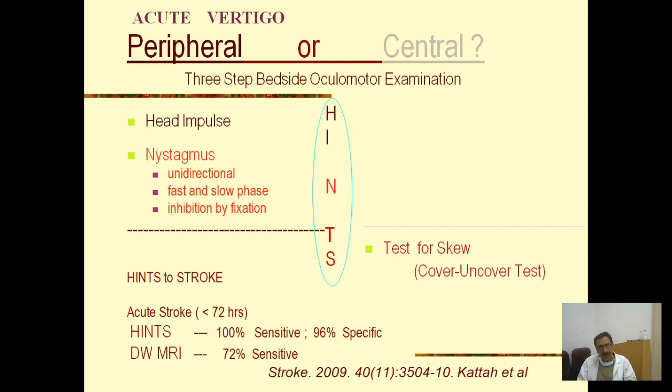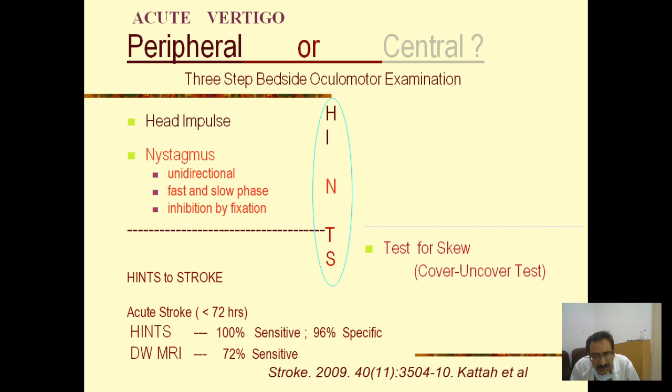So now, what are the signs? What are the signs that tell you whether you're looking at a peripheral or a central cause? And these are important because they're often MCQs too. So there is a mnemonic to it, we call it HINTS. So HINTS to stroke. HINTS stands for three tests: head impulse, nystagmus, and test for skew.